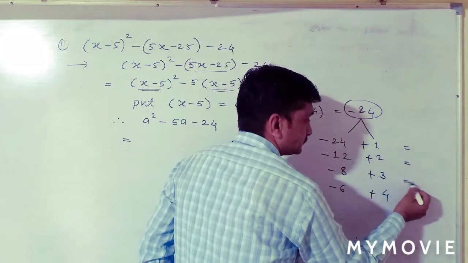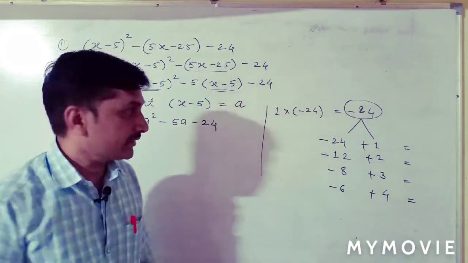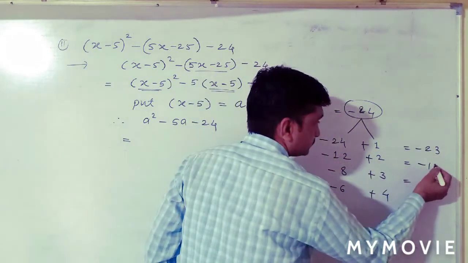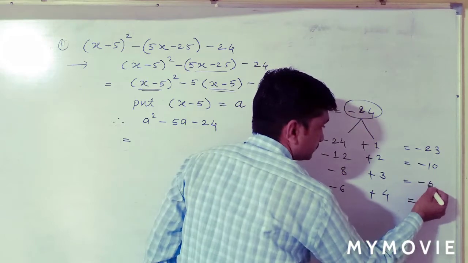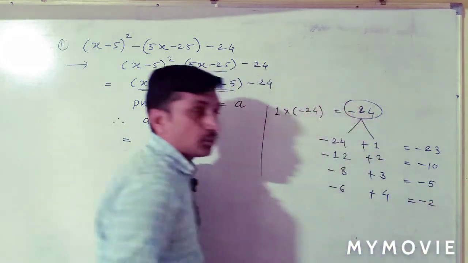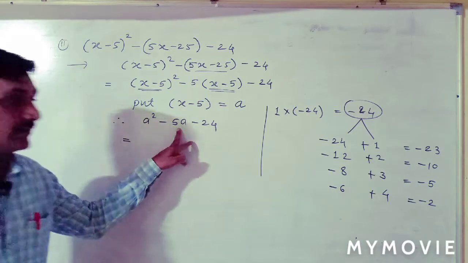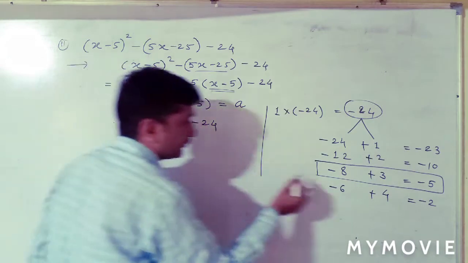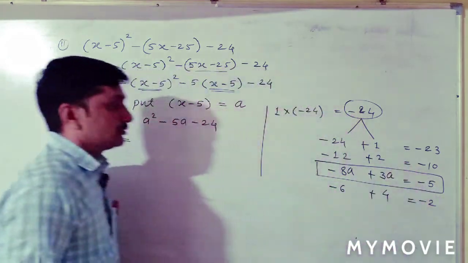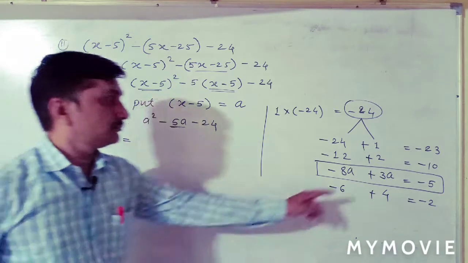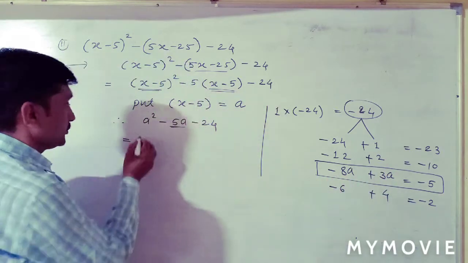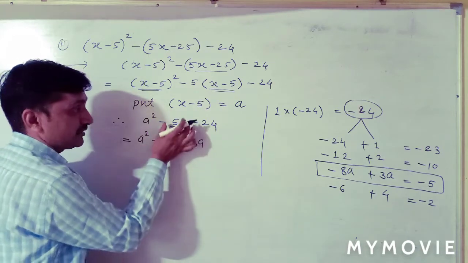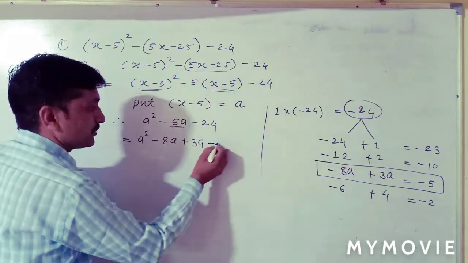Now let's add them. What is the correct pair? We have to find it. That's why minus 23 here, minus 10, minus 5, minus 2. What is our middle term? Our middle term is 5. That's why this pair is the correct one. What is the variable? a, here a and here a. We have to replace the middle term by these two factors: a square minus 8a plus 3a. See, we replace 5a by these two. Minus 24 as it is.